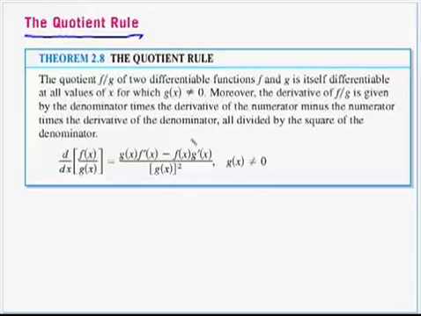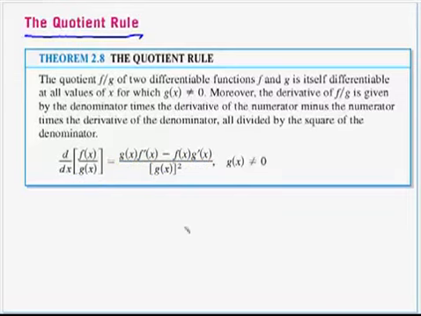So that's quite a mouthful. There's an easy way to remember this. Here is our quotient, f of x divided by g of x. We're taking the derivative with respect to the x variable. And here is the derivative. The denominator times the derivative of the numerator minus the numerator times the derivative of the denominator, all divided by the denominator squared, as long as g of x, that denominator, does not equal 0.